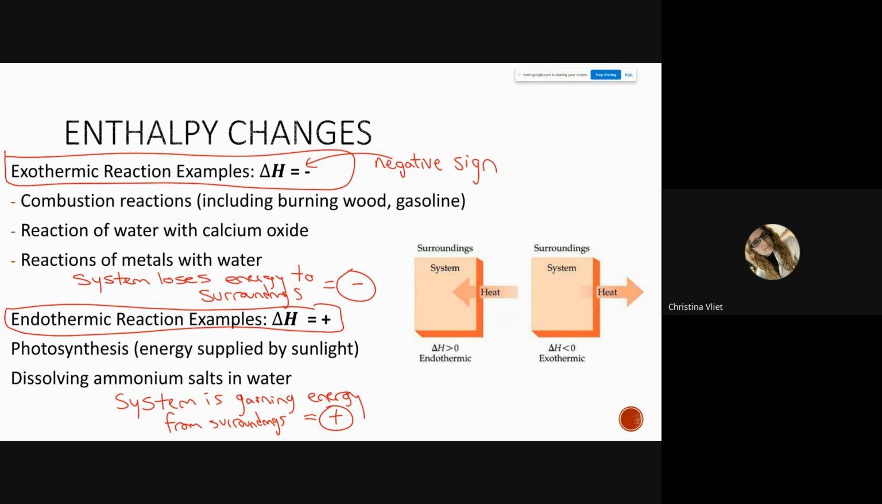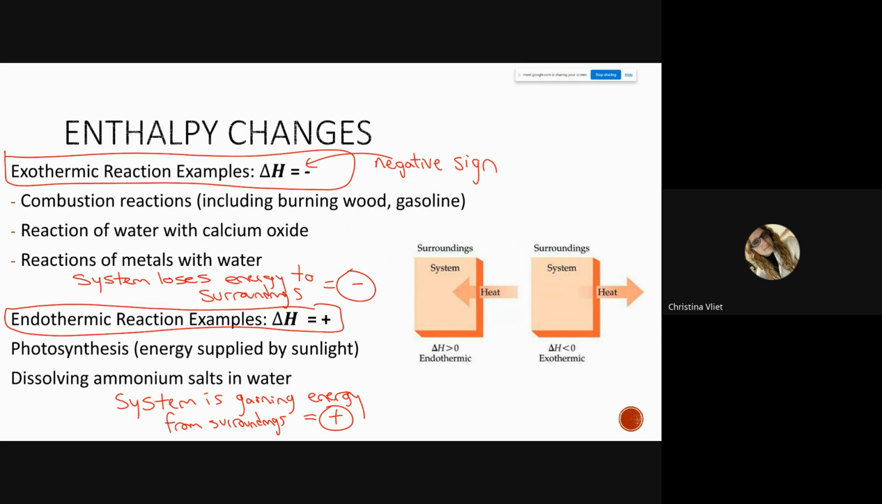Cambridge is very picky here. For every calculation of enthalpy, you must include the proper sign. You cannot just give a number without a sign. You have to indicate whether the reaction is exothermic or endothermic with a positive or a negative sign. And I'll teach you how to do that in a little bit. But that's the idea. These are some example reactions of each.